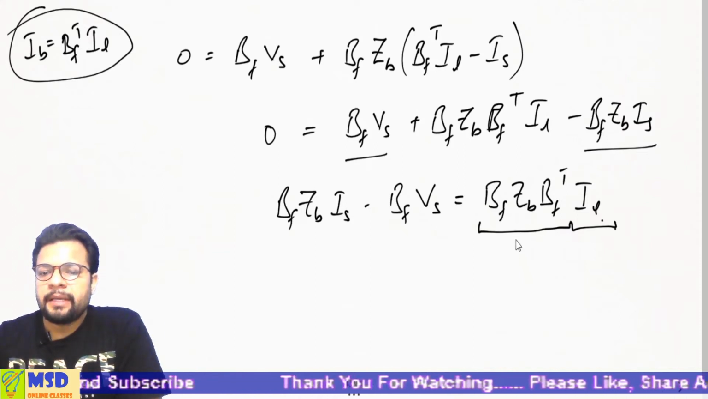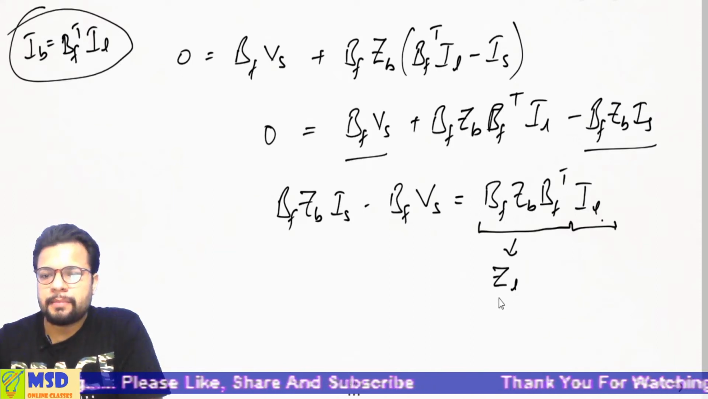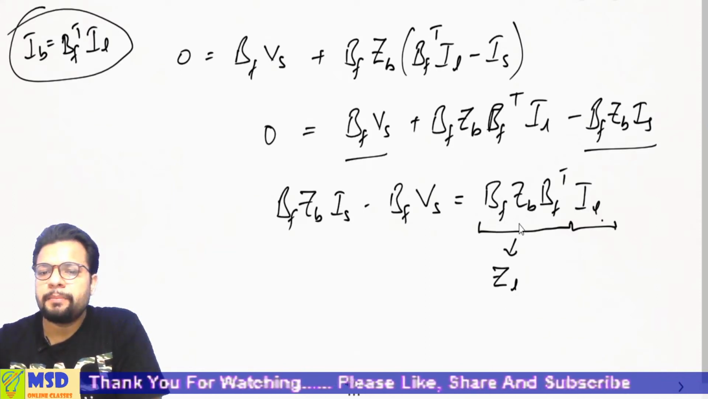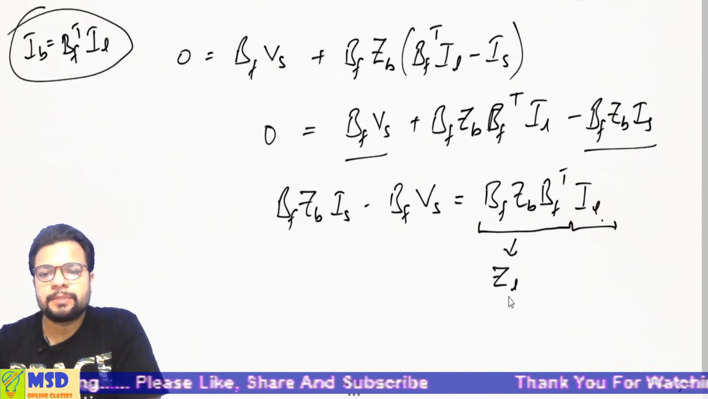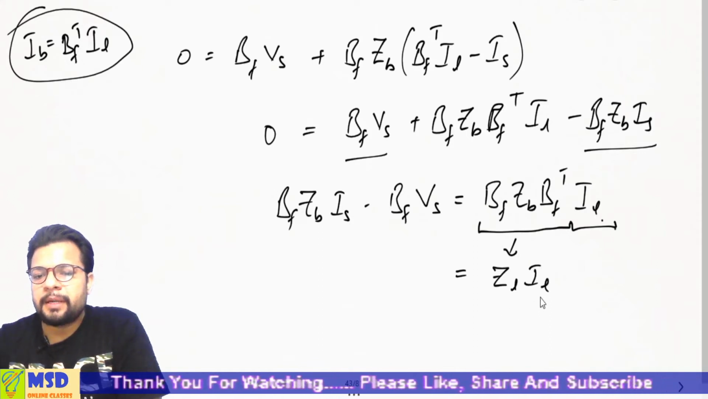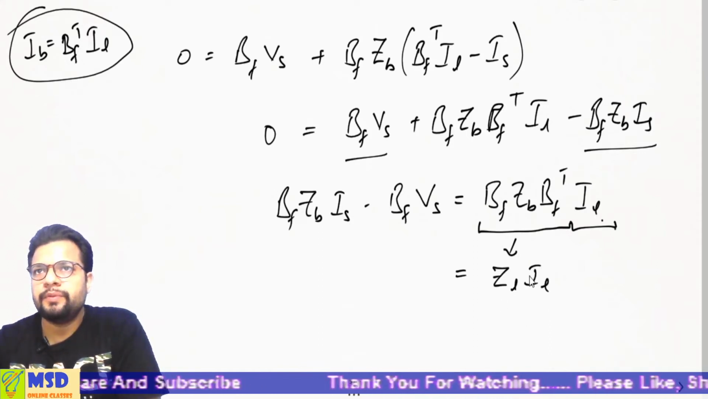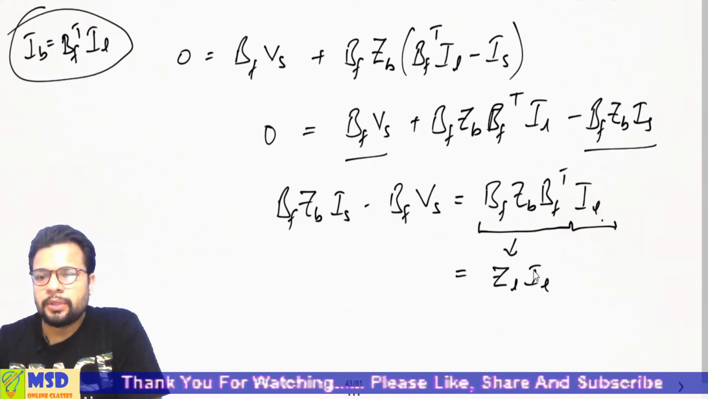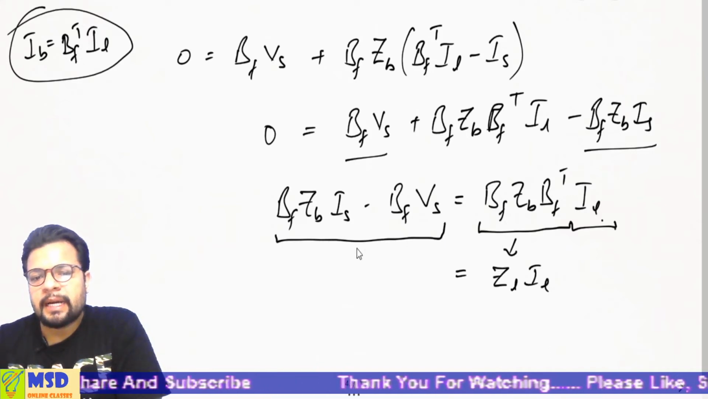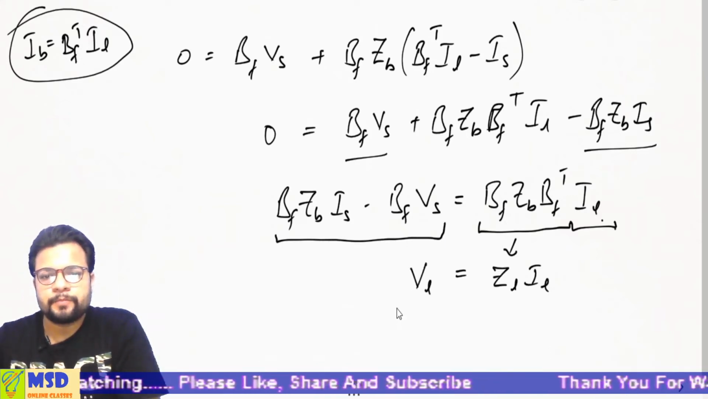Now let me say that this is your loop impedance matrix, and loop impedance matrix is nothing but BF ZB into BF transpose. Now relating, if we multiply these two, Z into I, it gives you V as per Ohm's law. So I'm saying that this entire term is the loop voltage vector.